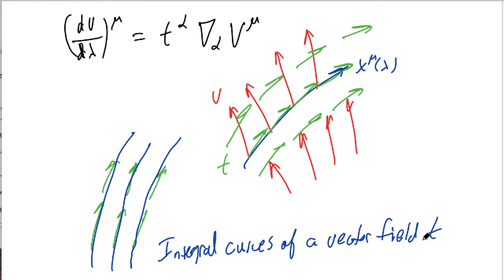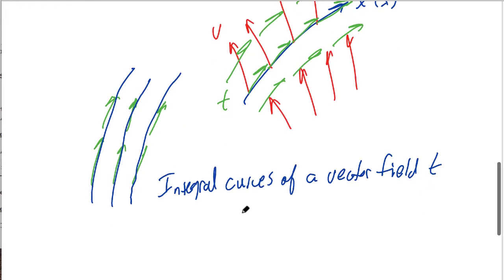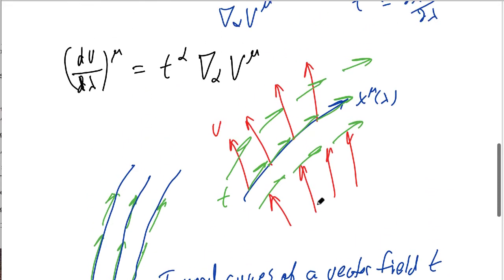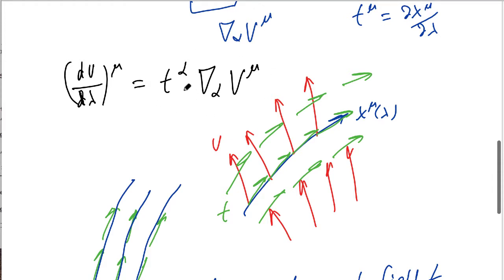And the way we define the integral curves given a vector field t is we just define them by the component relation. So given t everywhere, we can integrate this equation for x mu of lambda. And whether that gives us this curve or this curve or this curve depends on what initial conditions we use for that integration.